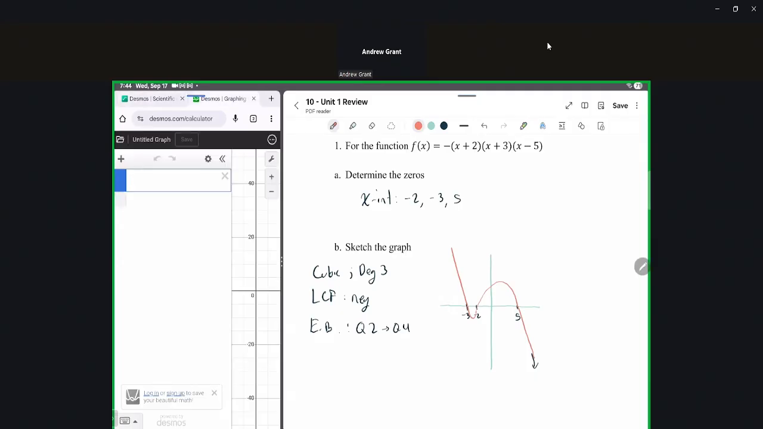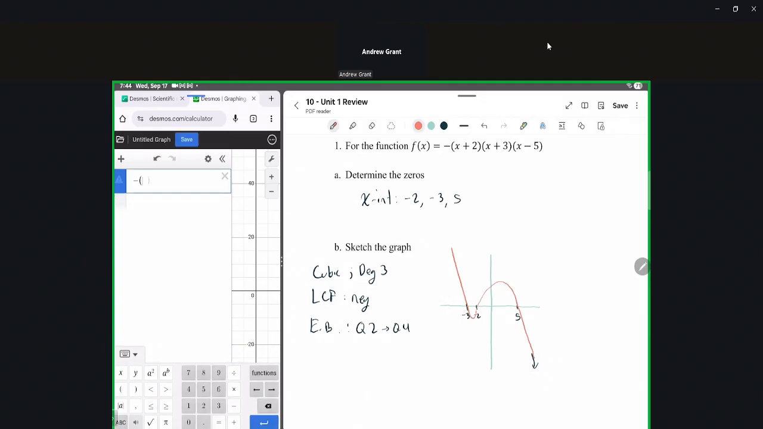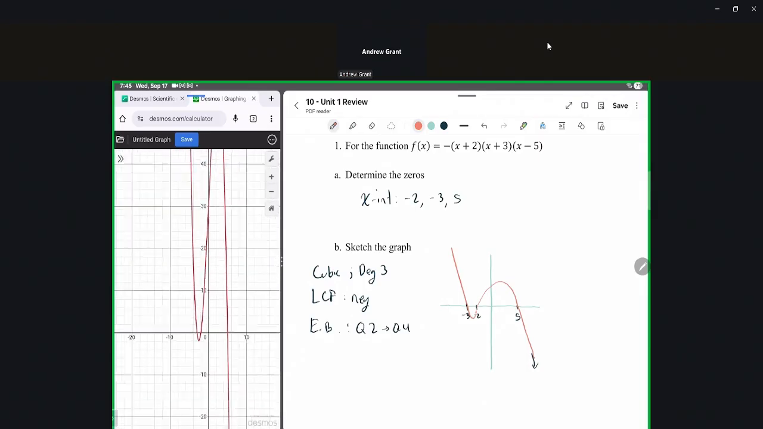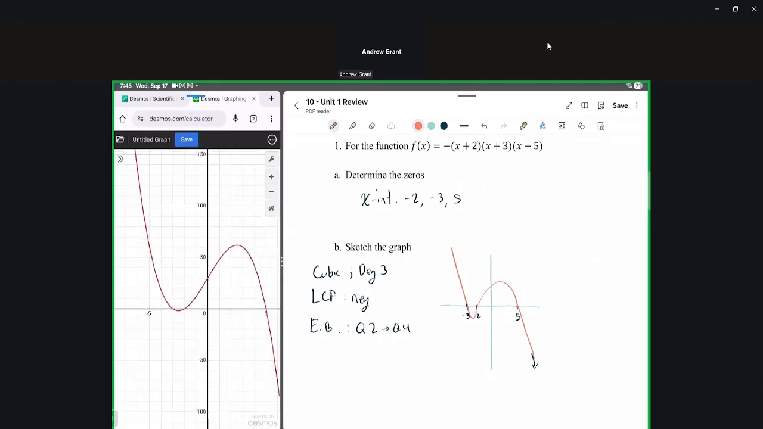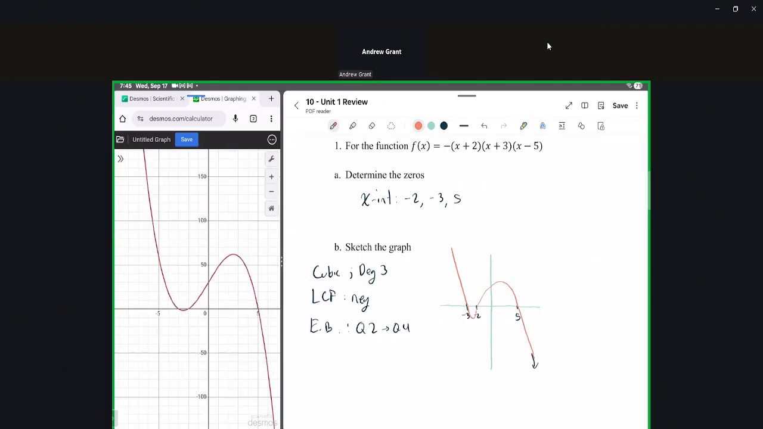And so, do we want to know if we sketched this correctly? You can just type this into your equation here. So if we type in negative bracket x plus 2 times x plus 3 times x minus 5, you can see we end up getting this curve. Let me stretch out the x-axis a bit, shrink the y-axis. So we end up with this curve, and again, they're roughly similar. But you can see that this graph has a y-intercept of 30, if you were so inclined. But it's roughly the same shape. Okay.